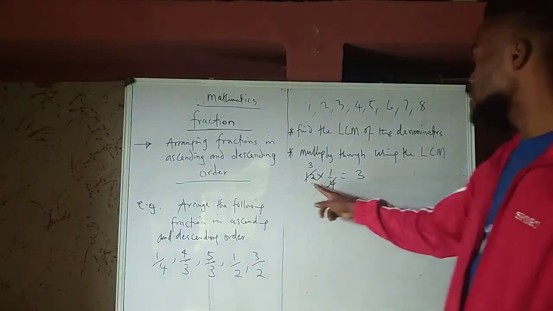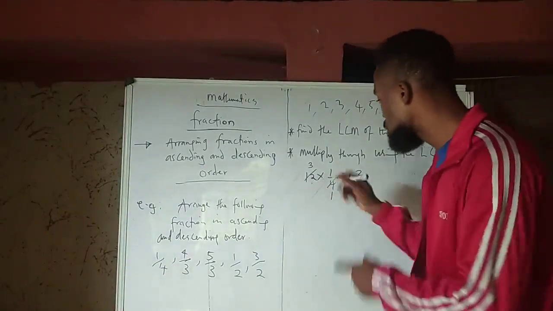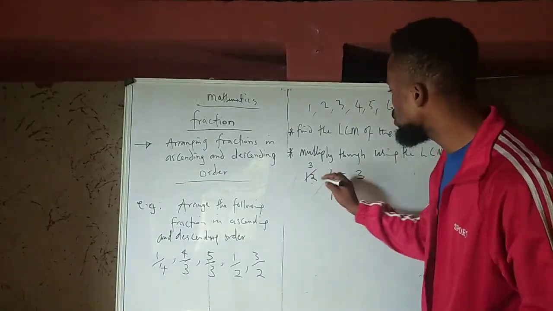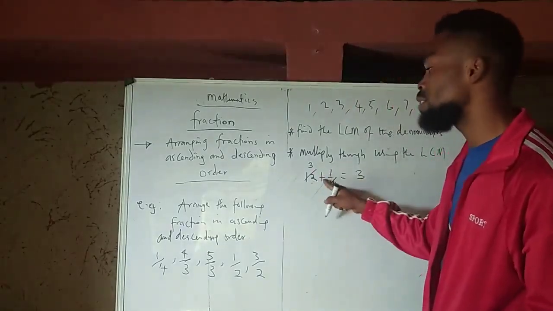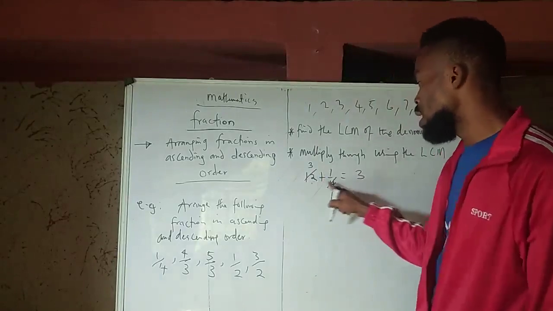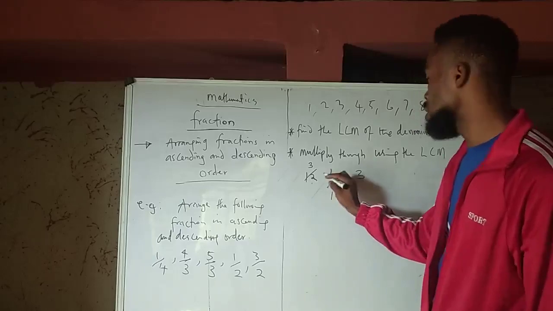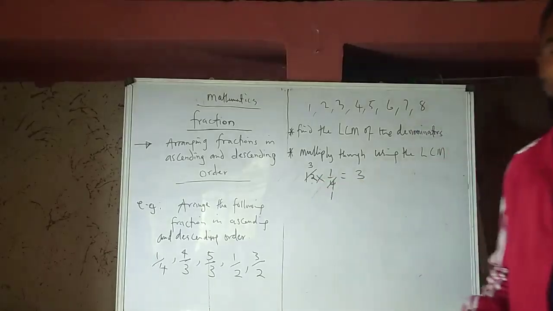Now remember, we can only do what I did here when you have a multiplication. Some people tend to confuse this with when you have an addition. No, you cannot do this simplification when you have addition. It is only done with multiplication.